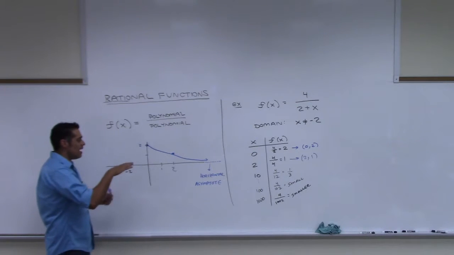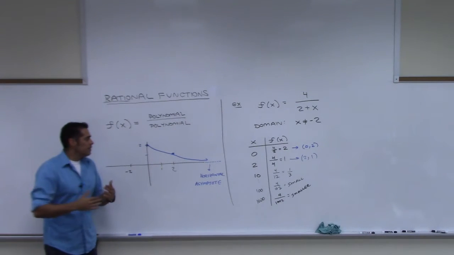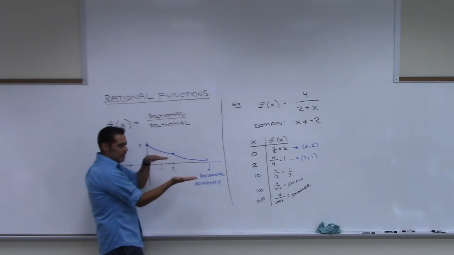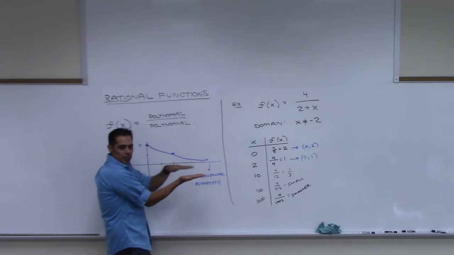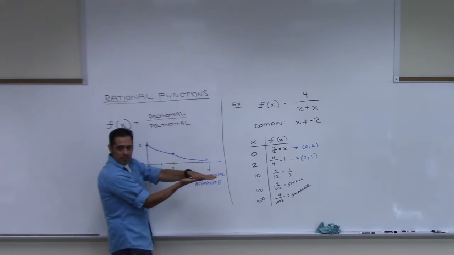So horizontal asymptote, the way I want you to visualize or think about a horizontal asymptote in this class is almost think of it like a magnet. And it's kind of like pulling your graph towards it, right? But your graph never actually gets to it. Make sense?